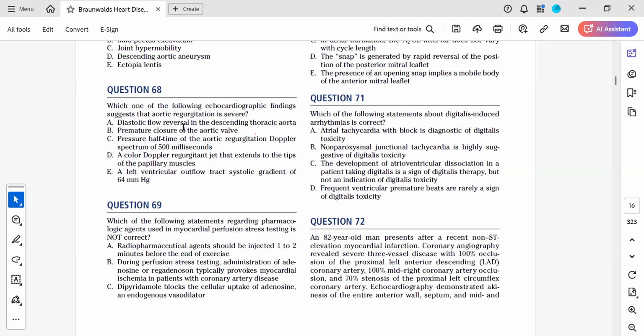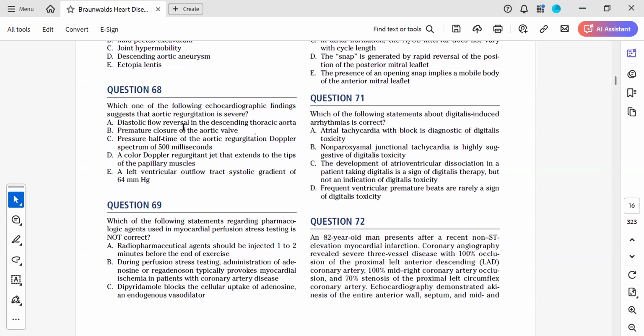Secondly, option B: non-paroxysmal junctional tachycardia is highly suggestive of digitalis toxicity. This has been said to be correct because, though it doesn't mean that there are no other causes of non-paroxysmal junctional tachycardia, many a time when we have it, it is associated with AV dissociation. And once that is seen, it is said to be highly suggestive of digitalis toxicity.